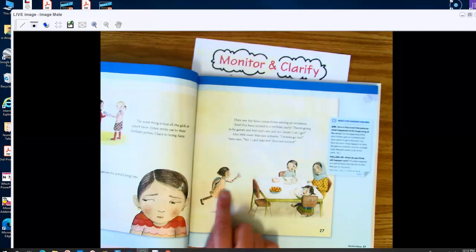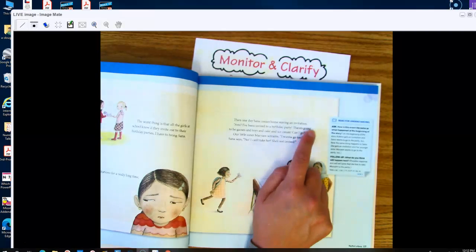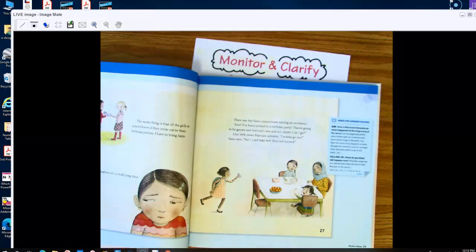Then one day, Sana, a little more grown up, comes home waving an invitation. Ami, I've been invited to a birthday party. There's going to be games and toys and cake and ice cream. Can I go? Our little sister Mary Ann screams, I want to go too. Sana says, no, I can't take her. She's not invited.